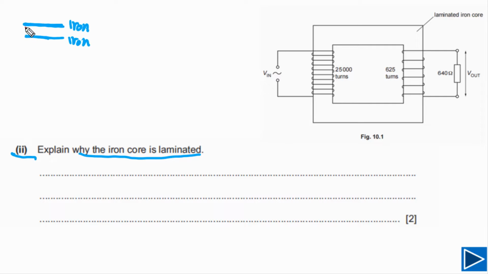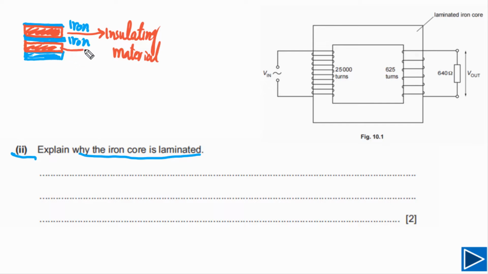So this is a layer of insulating material. You can imagine between these two layers we have insulating material. This kind of arrangement we call a laminated iron core. So this is iron, here we have another layer of iron, and between these two layers we have insulating material. This is how a laminated iron core is made, in layers.